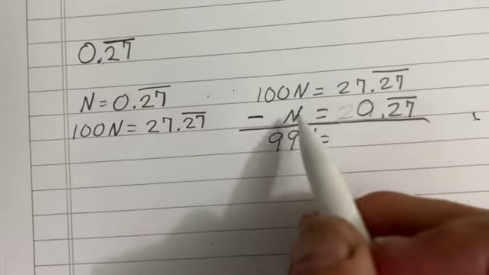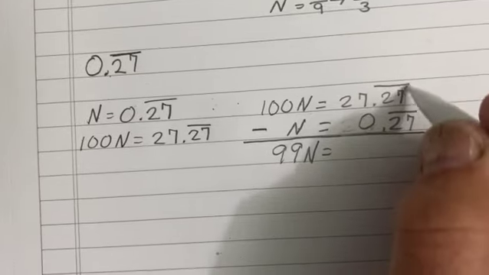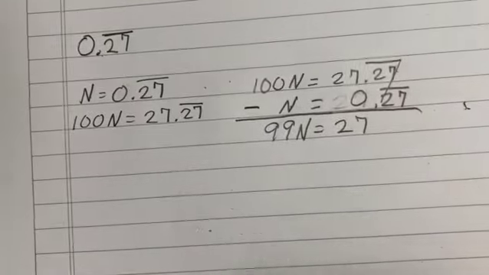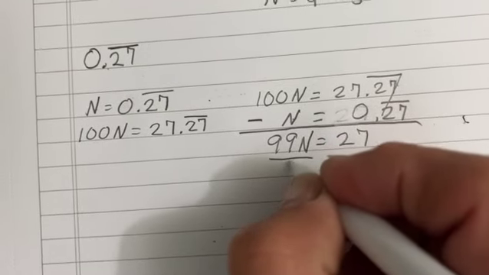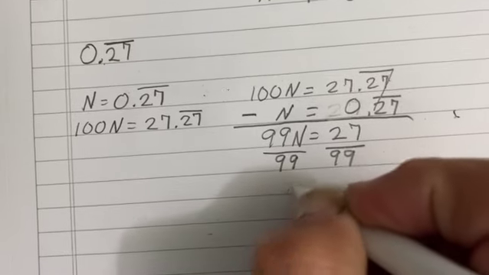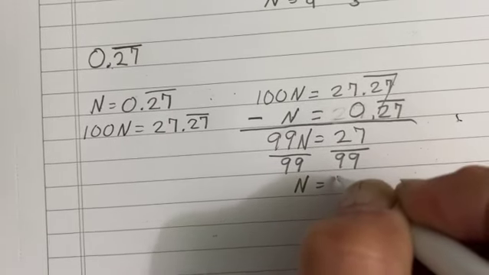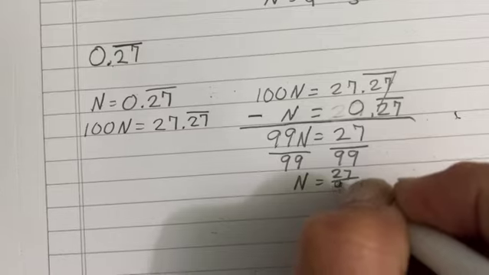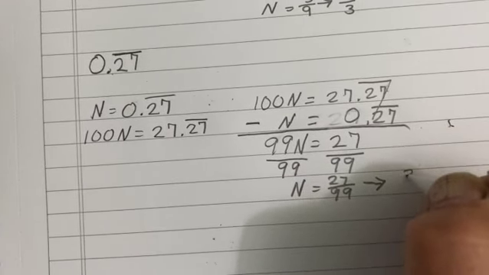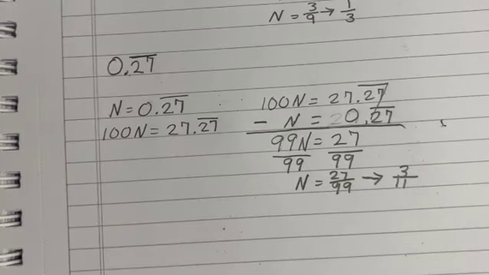So now we're going to subtract the 0.27 repeating, and that cancels off the repeating part of the decimal, leaving just 27. Now you divide by 99 on both sides, and you have n equals 27 over 99. And then you simplify that. Well, those are both divisible by 3. Oh, they're also both divisible by 9. And you end up with 3/11.